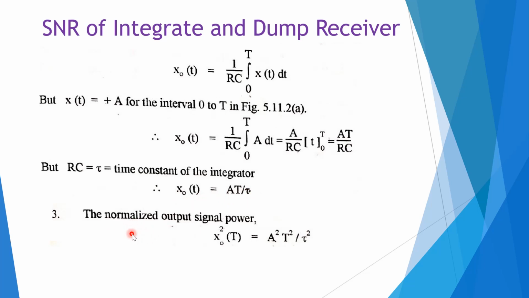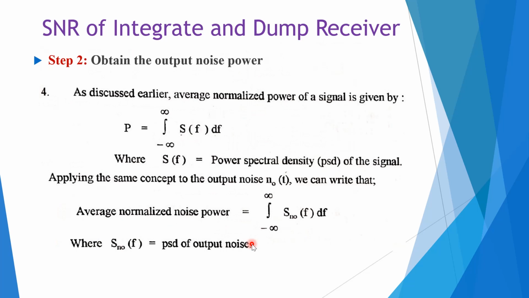Now we can find out the normalized output signal power also, which is X0 square of t. So the square of this is A square T square by tau square. So this is the normalized output signal power. So now we have completed the main thing, that is we got a normalized output signal power. Now the second step is to obtain the output noise power.